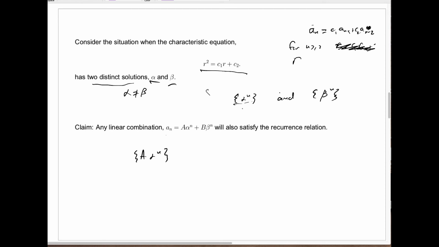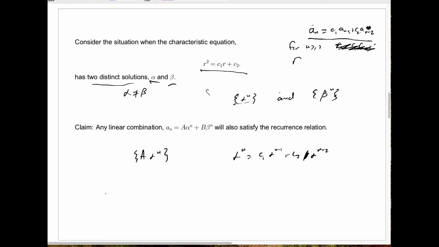We know that alpha to the n satisfies this recurrence relation. In other words, that means that alpha to the n will be equal to c1 alpha to the n minus 1 plus c2, not beta, we're still looking at alpha here, to the n minus 2. This is what it means for the sequence alpha to the n to satisfy the recurrence relation that we have above here.